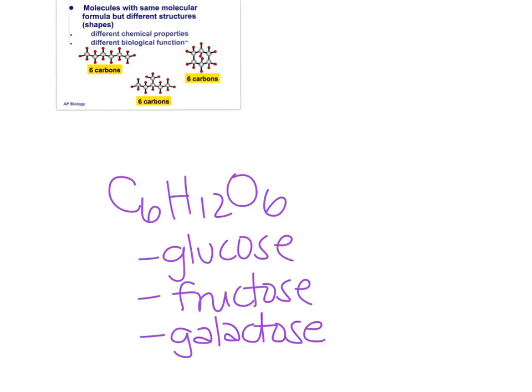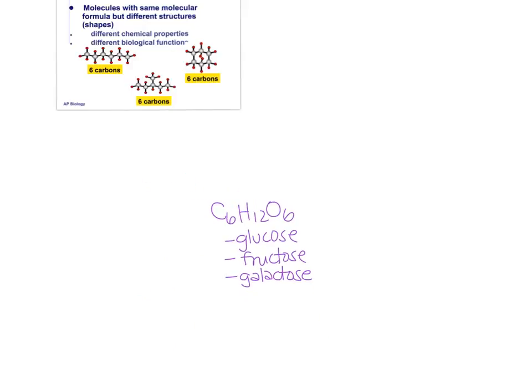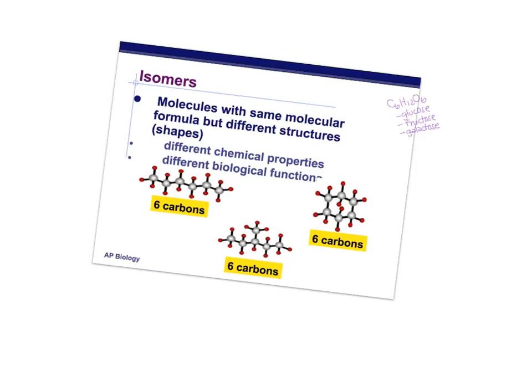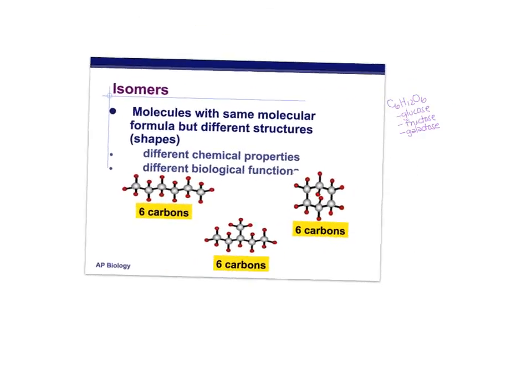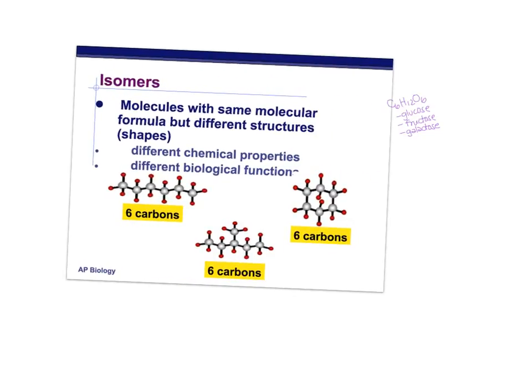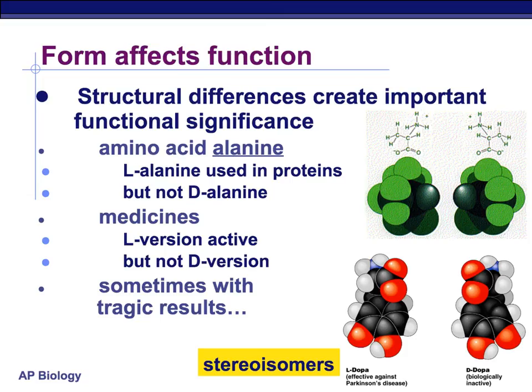So how do we know if C6H12O6 is glucose, fructose, or galactose? They'll tell you. But all three of those have the same chemical formula, but they have different structures. What they do is functionally different. So how does that go along with that idea of structure dictating function? Well, structural differences have important functional significance.